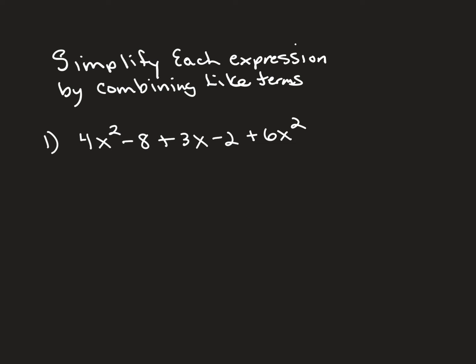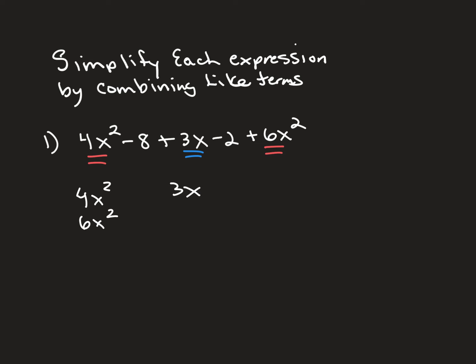Now we're simplifying expressions by combining like terms. Do you see in this problem we have 1, 2, 3, 4, 5 terms? And of those terms, which ones are considered like each other? Notice that we have a 4x squared and a 6x squared. 4x squared and 6x squared have the same letter with the same exponent, so those are like each other. Then we have just a 3x. There is no other term like that term in the problem.